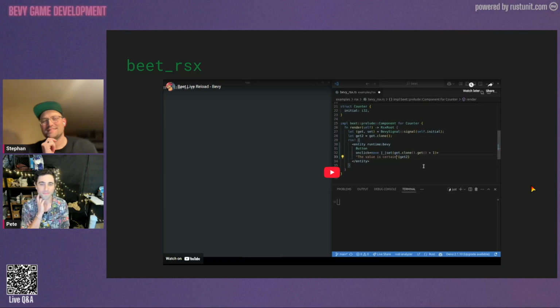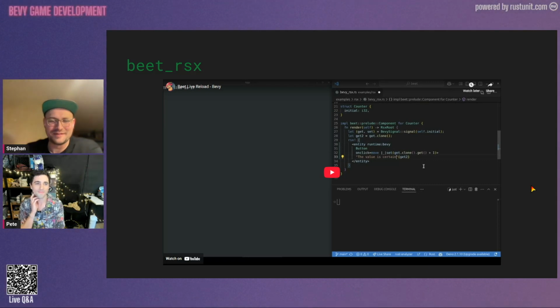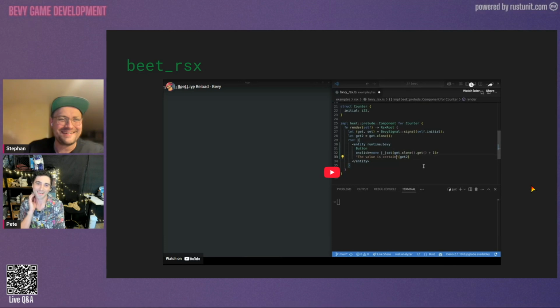Yeah. Interesting. Super cool. I wish I had the time to build a robot as well and run some Bevy code on it. That's amazing. Yeah. That's fun.